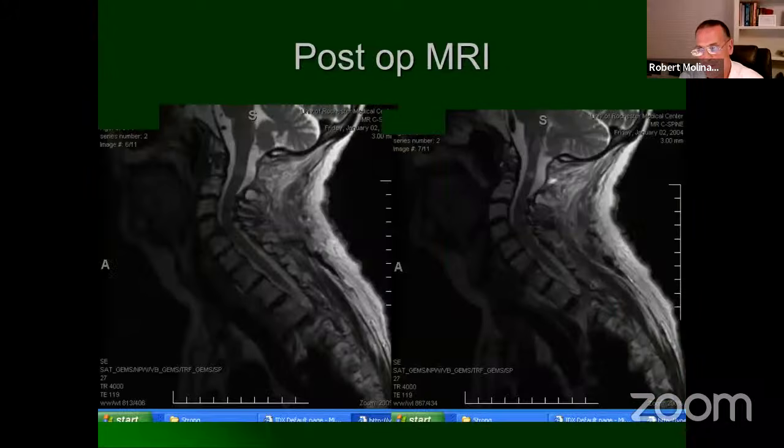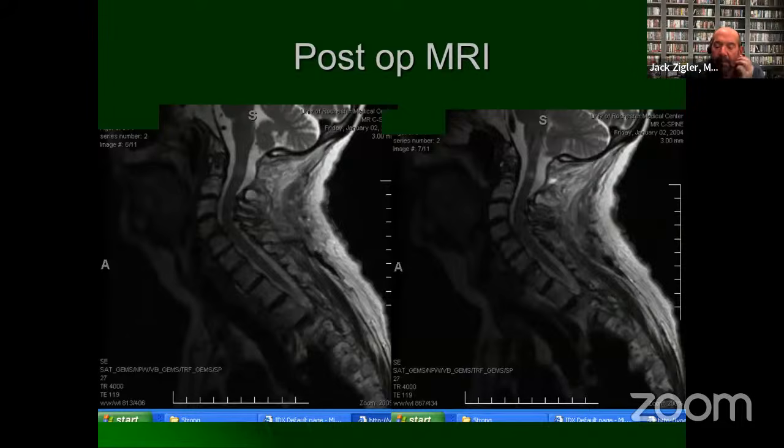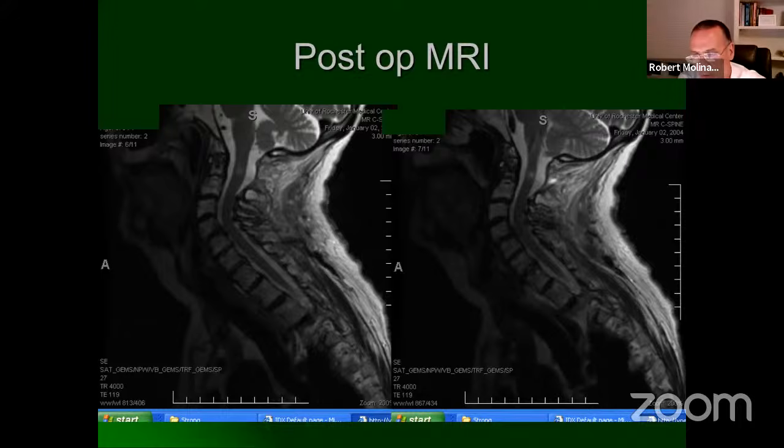Any other questions? There's a question in the chat room about your strategy for a C1, C2 fusion when you do a C1 laminectomy, whether you worry about the connections above when you remove the C1 lamina? So I wrote a great paper, I think it was a great paper, on intentional sacrifice of the C2 nerve root in elderly people. And I've been using that over the last decade and a half, where I'll sacrifice the C2 nerve root over the lateral mass.